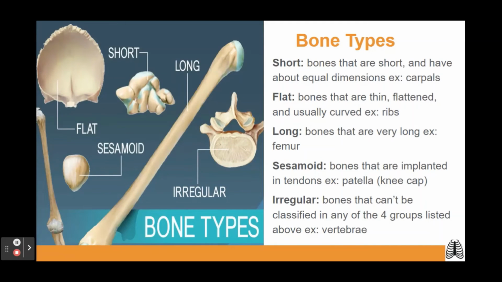So bone types. We have short bones, flat bones, long bones, sesamoid bones, and irregular bones. Short bones are bones that are short and have about equal dimensions, for example, carpals. This is an example of a short bone. Then we have flat bones that are thin, flattened, and usually curved, for example, our ribs. Then we have long bones that are really long, like the longest bone in our body, the femur. Then we have sesamoid bones, which are implanted in tendons, for example, the patella, your kneecap. And then we have irregular bones that don't match any of the other four categories, like your vertebrae.